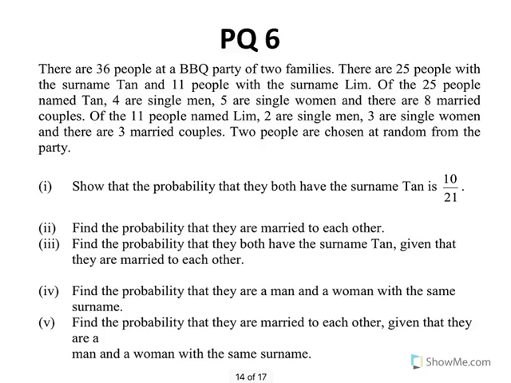There are 36 people at the barbecue of two party families. There are 25 people with the surname Tan and 11 people with the surname Lim. Of the 25 people named Tan, 4 are single men, 5 are single women, and there are 8 married couples. Of the 11 people named Lim, 2 are single men, 3 are single women, and there are 3 married couples. Then we choose 2 people at random from the party.